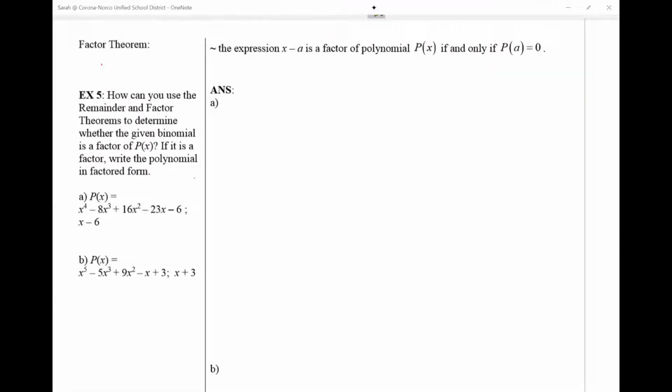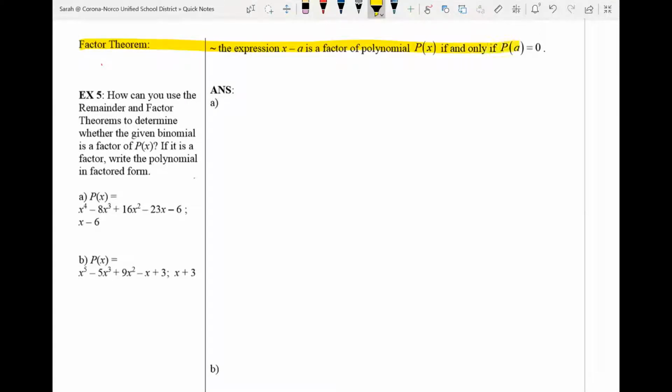So an extension of the remainder theorem is something called the factor theorem. The factor theorem states that the expression x minus a is a factor of the polynomial p of x if and only if p of a is 0. So we know that p of a represents the remainder, so they're saying that the remainder is 0. Remember, because the word factor means that it divides evenly, which means that the remainder is 0.